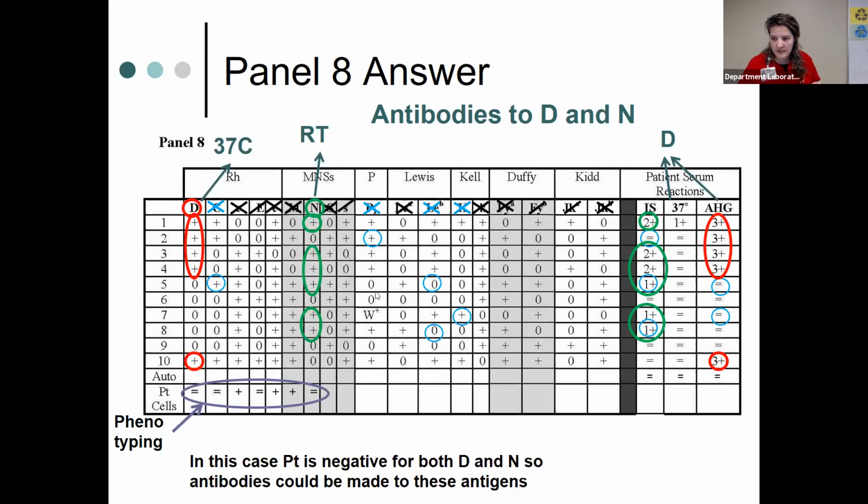Notice panel cell 5 is actually P1 negative, and then we do have a reaction in our patient plasma. Okay, so again, that's our pattern of reactivity. So when you are doing these patients that have multiple antibodies, you want to look at the phases of reactions and see if one pattern of reactivity matches all of your initial spin reactions.